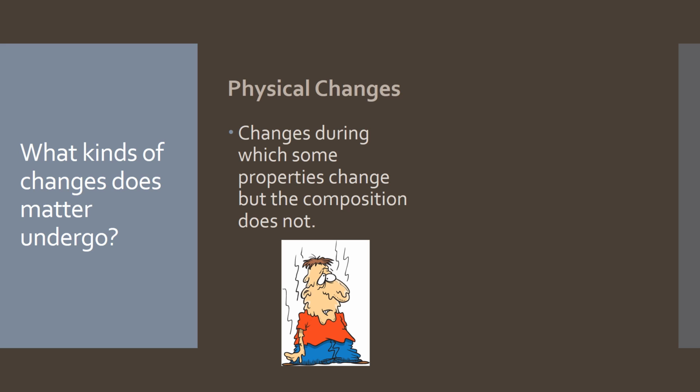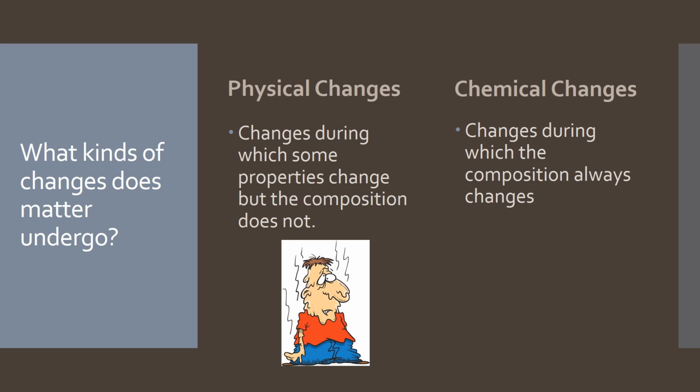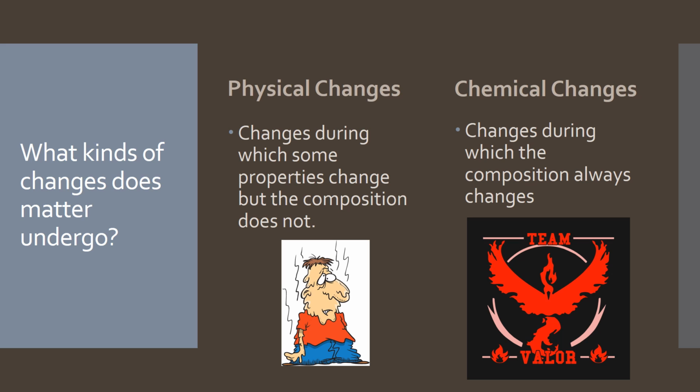Going from a solid to a liquid, when something melts, like if we're in my hot classroom, we might feel like we're melting a little bit. That would be a physical change because it's still the same substance, the same matter, just a different state of matter. Chemical changes are changes during which the composition always changes. Anything that burns, burning is a chemical change because it's changing the composition of what it's burning. So something like Moltres from Team Valor would be a chemical change, something that's burning.